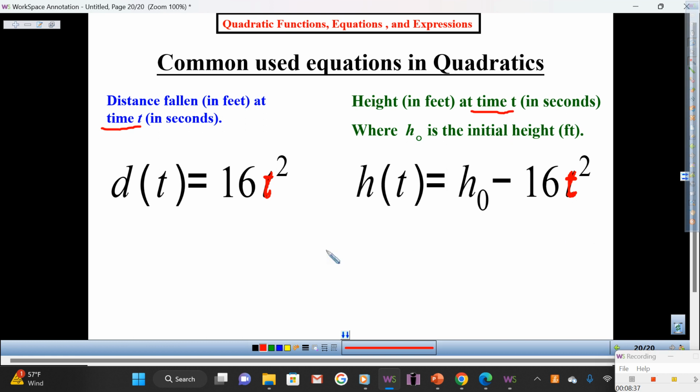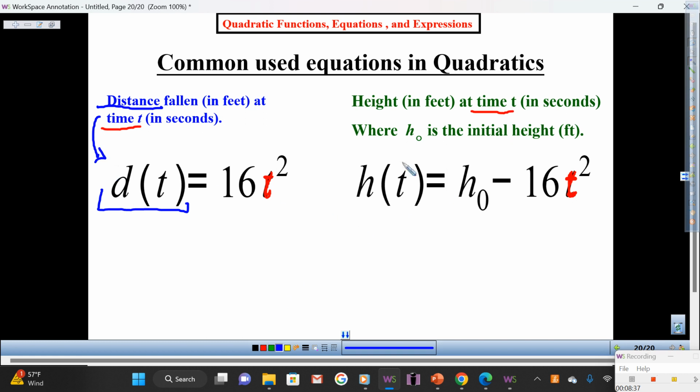All right, so let's go over the first formula. It says distance fallen in feet at time t. So we know that t is for time. So tell your neighbor what the d stands for, please. What does the d stand for? Yeah, distance. Exactly. So distance, that's why we see the d right there. Okay. Let's go to the second formula.